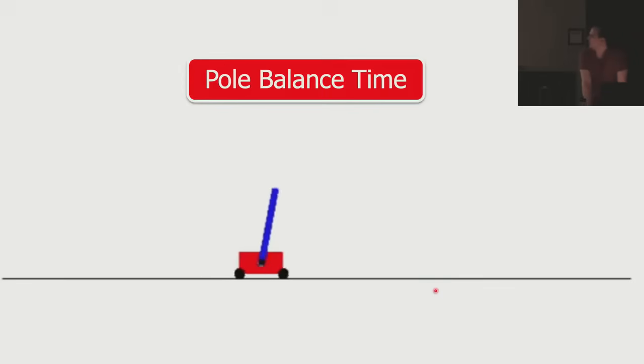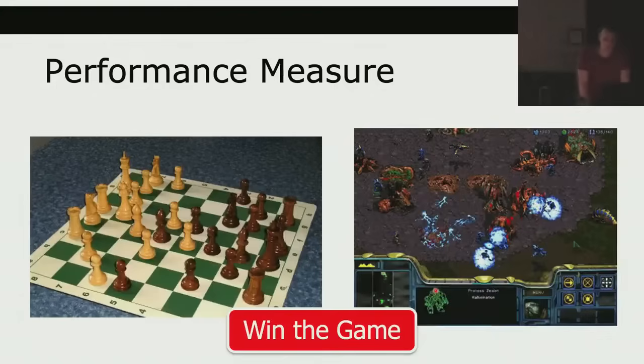Here with the pole balancing problem, the performance measure is how long it is being balanced for. For a lot of games, the performance measure is just win the game. I played against you and I won 4 out of 6 times, so I have a 66% win rate. That's greater than 50%, therefore my agent is smarter than your agent.